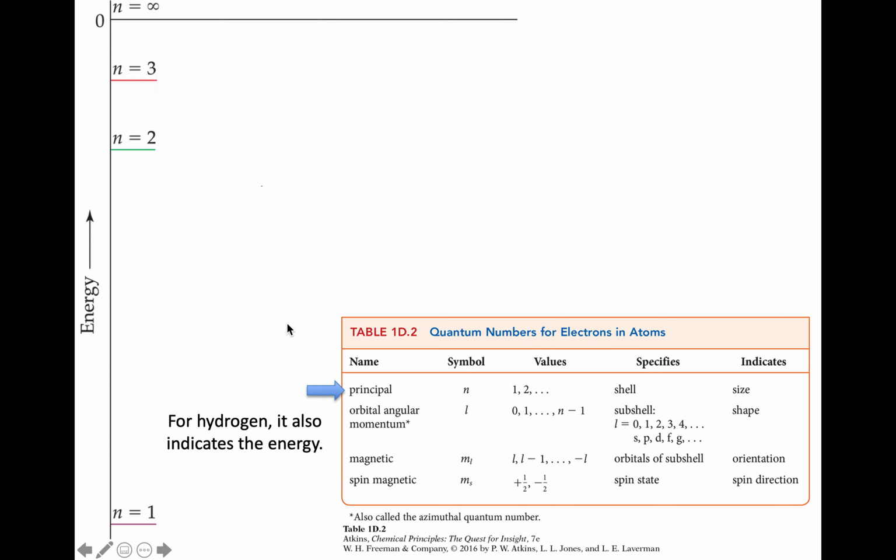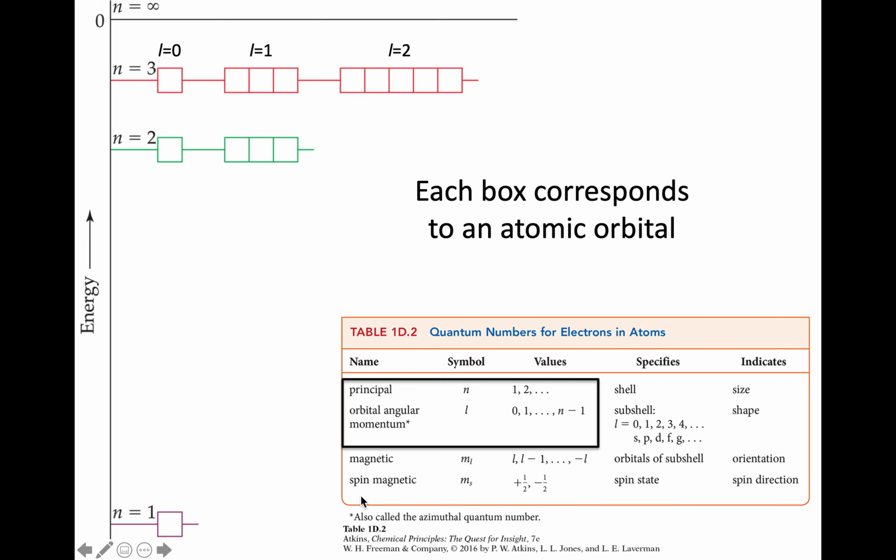For hydrogen, it seems like in addition to indicating the size, n is also indicating the energy. Let's add these features next. Each box here corresponds to an atomic orbital. Add this to your sketch. I'm also adding then the corresponding L values. This column here is L equals 0, L equals 1, L equals 2.